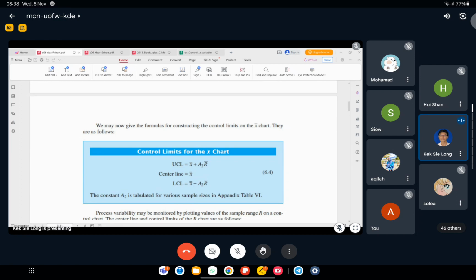But what is A2's value? I have mentioned to you A2's value, we can refer from appendix 6. Okay, appendix 6. We just refer to n's value. Okay, n equal to what? How many observations? And then we can choose A2's value. Make sure you choose the proper A2 value.